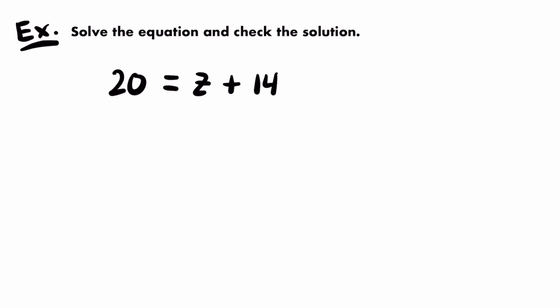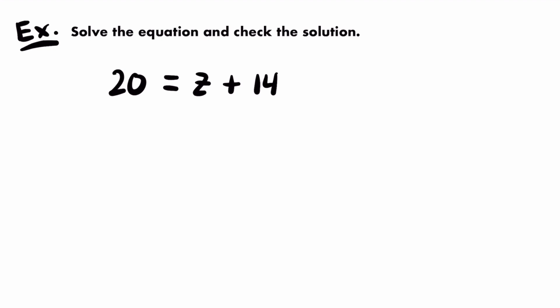All right, so like I just pointed out, the constant term being added to our variable is 14. So what we want to do to solve for z, or to solve the equation, is add the opposite of that number to both sides of the equation. So we want to add negative 14, or really you could think of it as subtracting 14 from both sides of the equation.